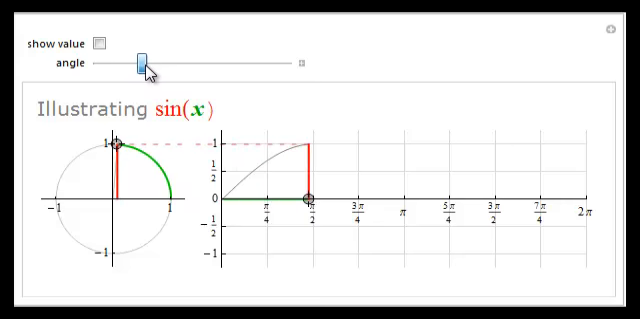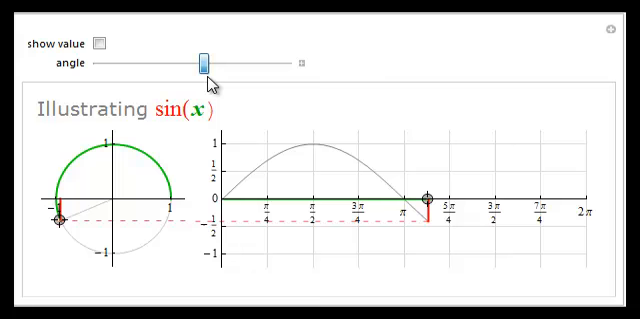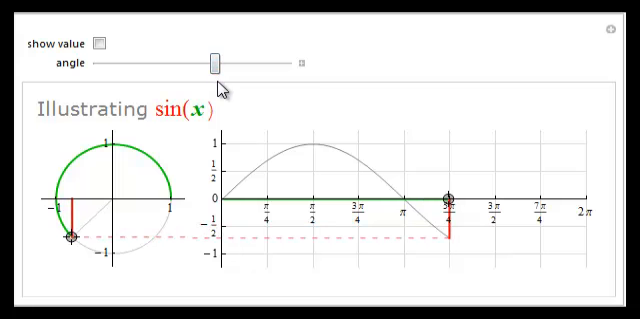When we go to pi over 2, we measure the height here, and we get a height of 1, so we plot the point there at 1. On around to 3 pi over 4, we measure the height, and we get root 2 over 2, about 0.7, so that's where that is. On around to pi, the height from the x-axis is 0, so we are at 0 here. And so we go around to 5 pi over 4, we are again at root 2 over 2, but negative root 2 over 2, so that's about negative 0.7 there.